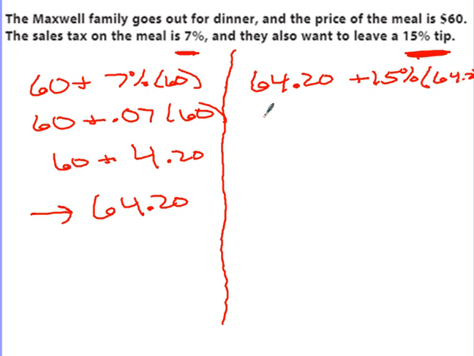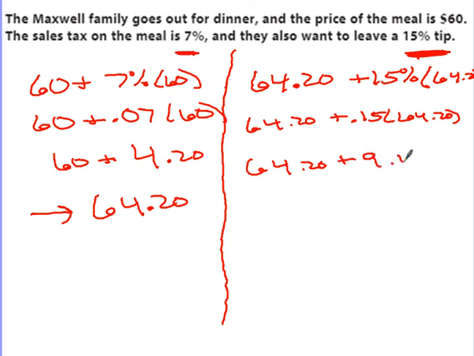So this is where you have to do a little bit more multiplication, because now you're multiplying 0.15 times 64.20. Again, just for the sake of time, I'm going to use my calculator and plug it in. You should not be using a calculator. If you want to, you can use it to check your work, but I'm just doing it to save you guys time on this video. And what I got was $9.63. So that's the tip, $9.63.